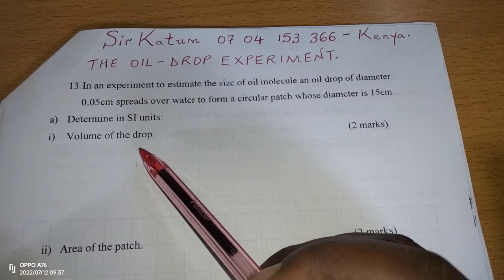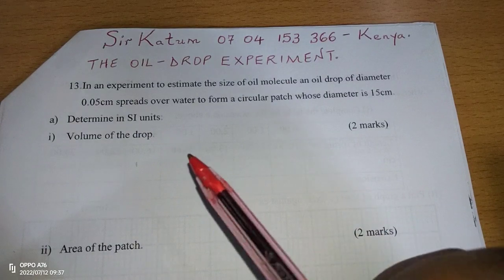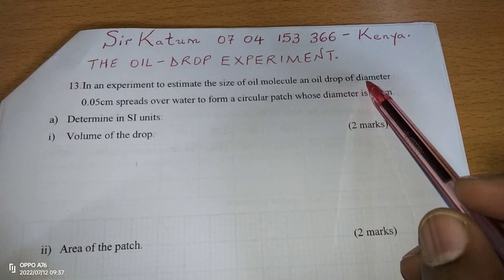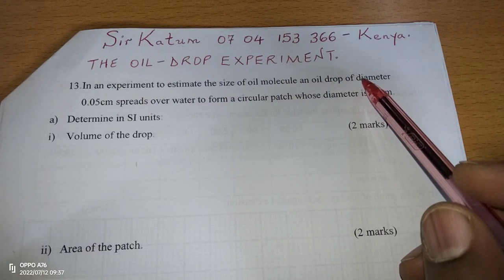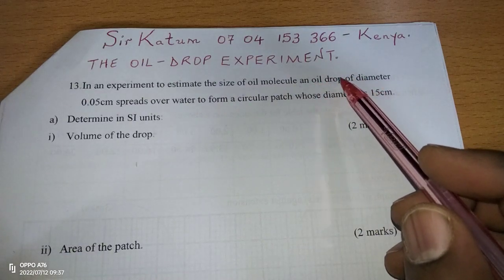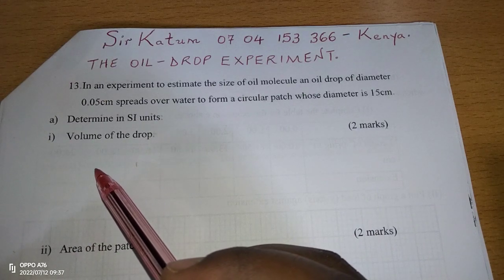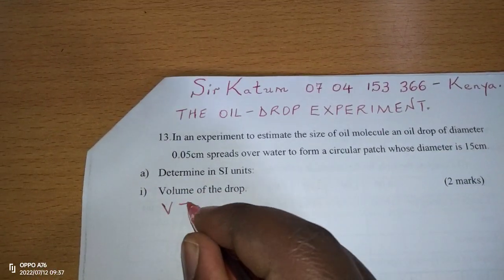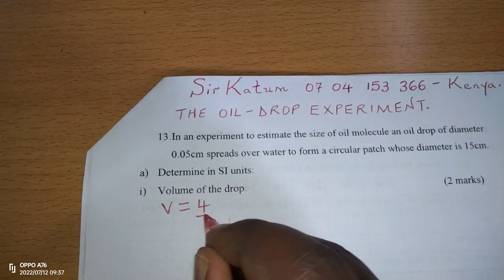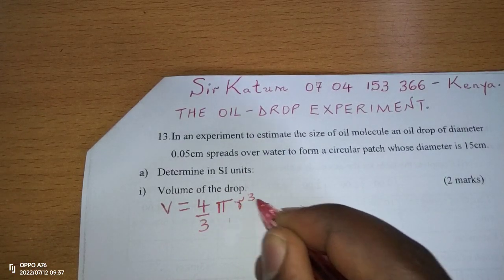There are some assumptions which are made in the oil drop experiment. For example, we assume that the oil drop which is being dropped on a water surface so that it may spread is originally a perfect sphere, so it is spherical in shape. So in the calculation of its volume, we shall employ the formula for the volume of a sphere, which is 4/3 pi r cubed.